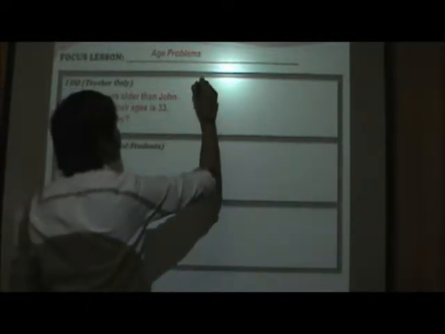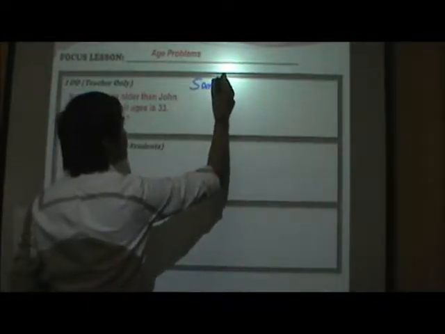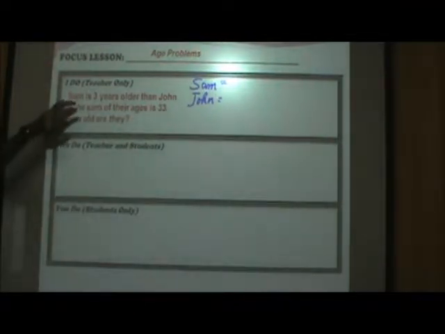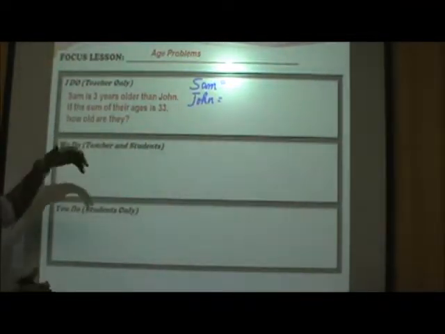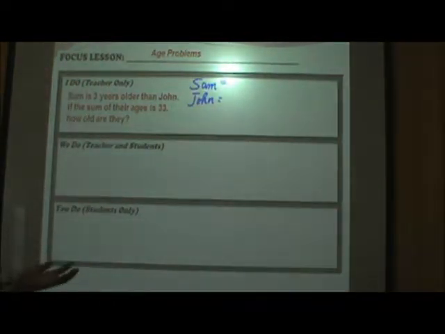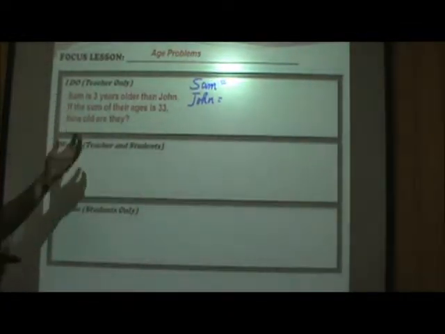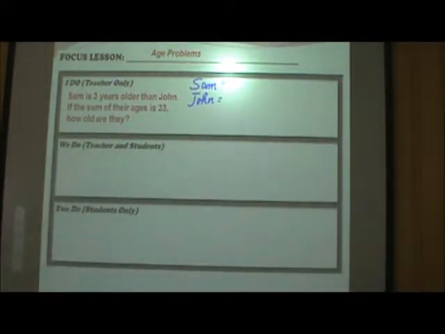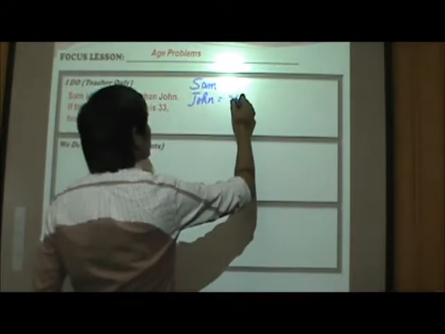So right now we got Sam and John. So I'll go ahead and write Sam and John. Now from the problem, it says here that Sam is 3 years older than John. But my question is, how old is John? So the problem here is we don't know how old John is. We know that Sam is 3 years older than John, but we don't really know the age of John. So I'll go ahead and use X for John. So John's age is X.